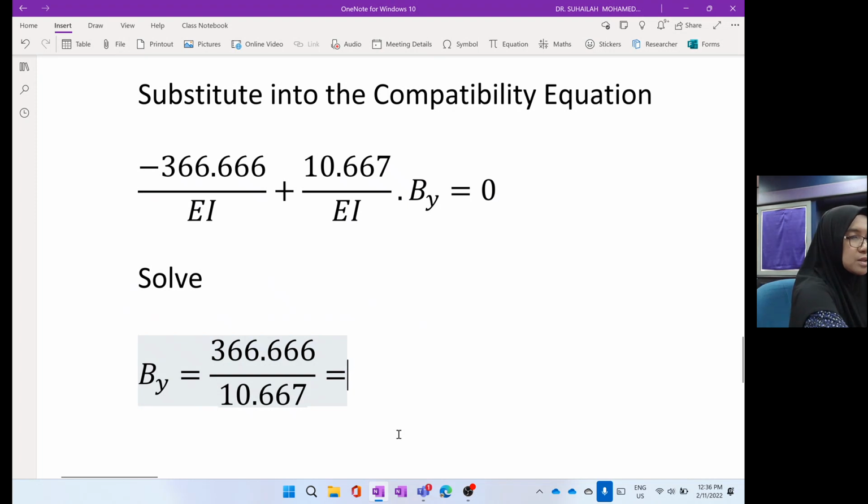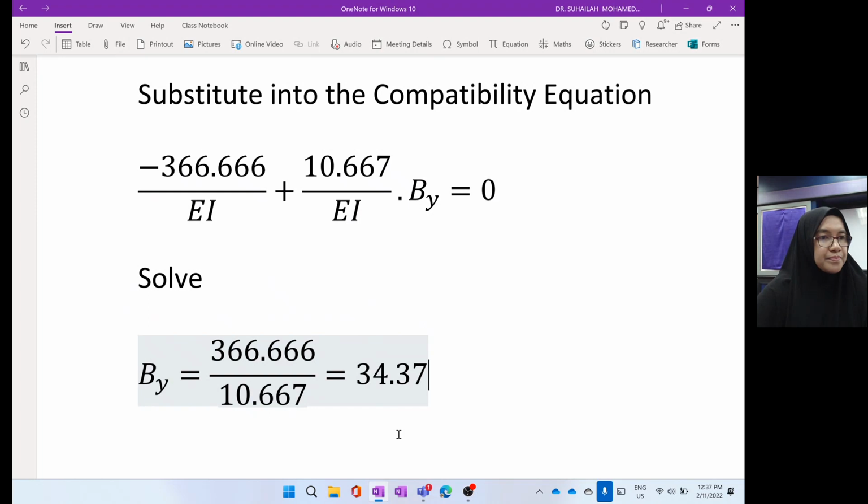Okay, so BY is equal to 34.37, is it right? 34.37 kilonewton.